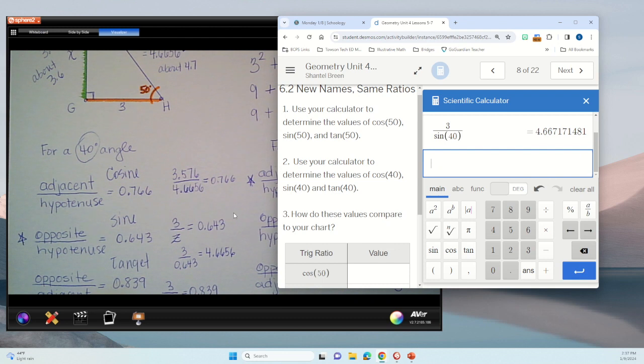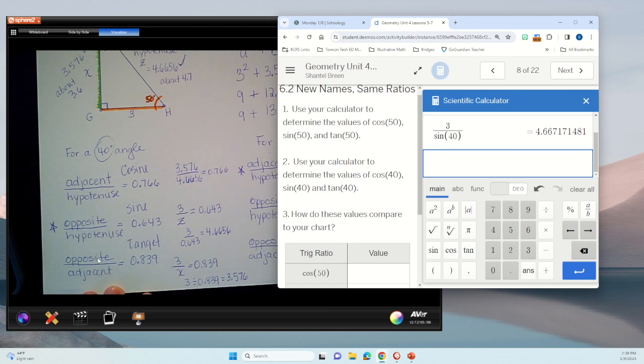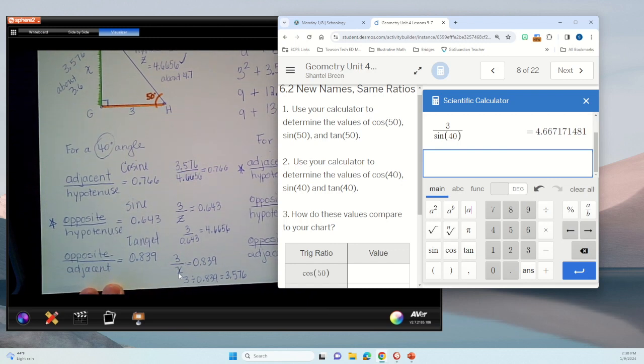Okay, now watch. Let's try another one. Remember, we figured out the hypotenuse, right? So we went down here and then we did this. Opposite divided by adjacent. 3 divided by adjacent is going to equal 0.839. So we realize that we have to divide these two. 3 divided by the tangent of 40. All right, let's see what happens.